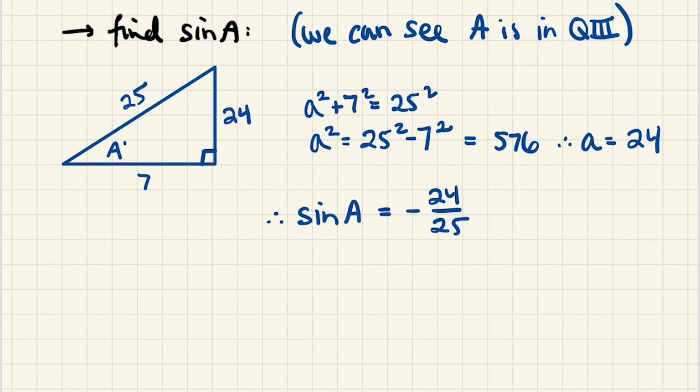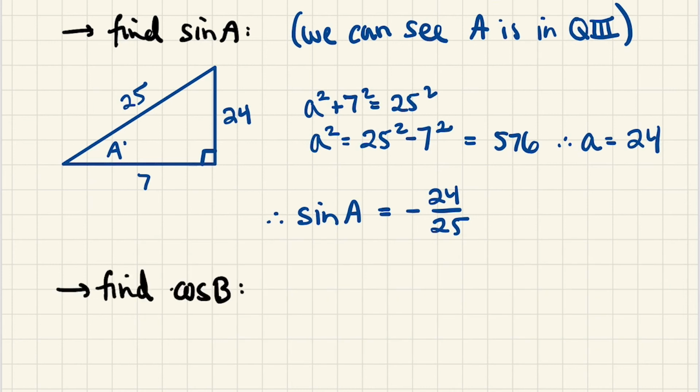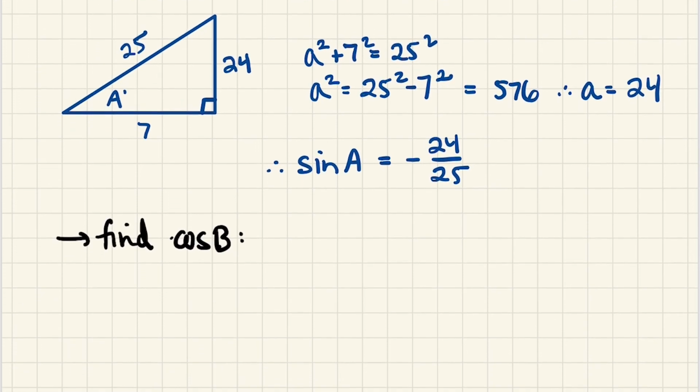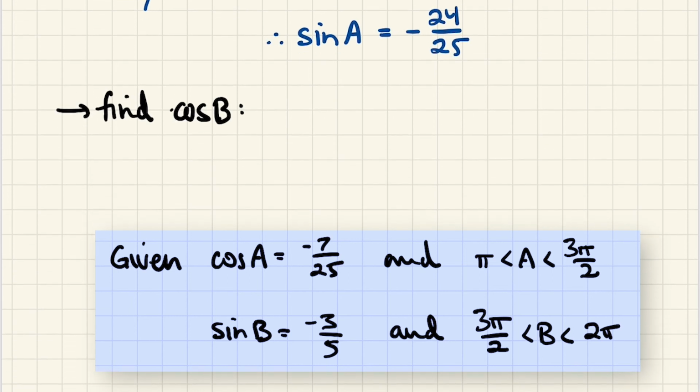So there's our sine of a, and the last ingredient that we need is cosine of b. So, all right, well, what about b? We can see, again, from the given information that b is in the fourth quadrant, between 3 pi over 2 and 2 pi.